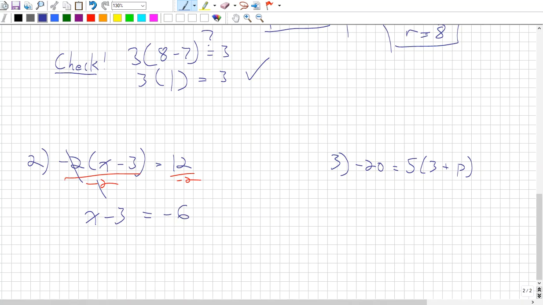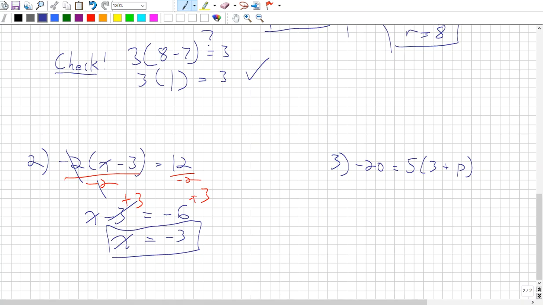Be very careful with your negatives and positives here, because little mistakes will change the answer completely. And then finally, adding 3 to both sides. Notice how there's nothing to divide this time. There's nothing in front of x, so that makes it a bit easier. So those 3's cancel. I'm left with x is equal to negative 6 plus 3, which is negative 3. And that is my final answer.